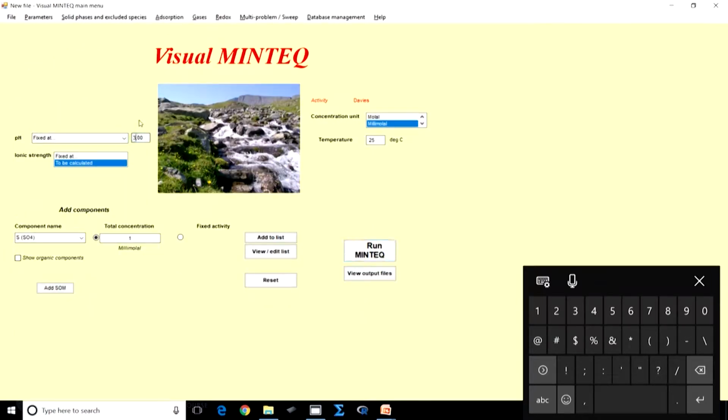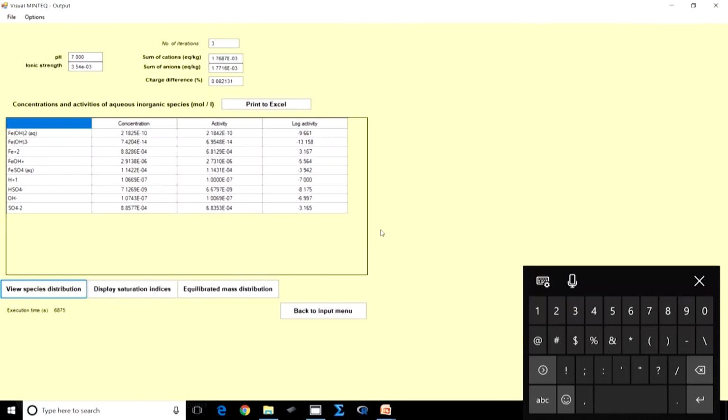I am going to increase the pH to, let us say, 7 now, as we just talked about earlier, and I am going to run Mintek. Now the Fe2 plus concentration is still relatively similar, but the concentration of the complexes, the 1, 2 and 3 complexes, has relatively increased. Why is that? We are talking about complexes here, metal and ligand. We are going to discuss this later.